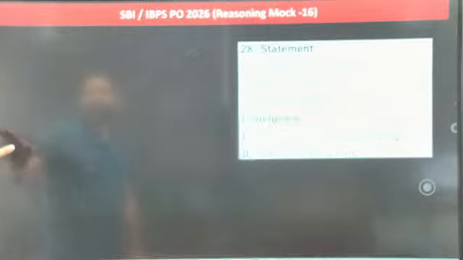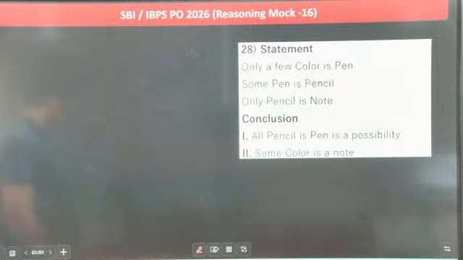A few questions of syllogism. Let's solve this. What will be the answer?